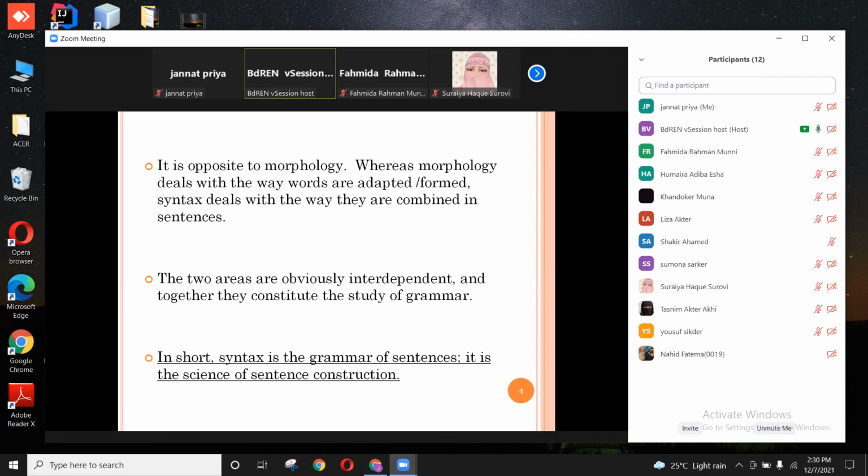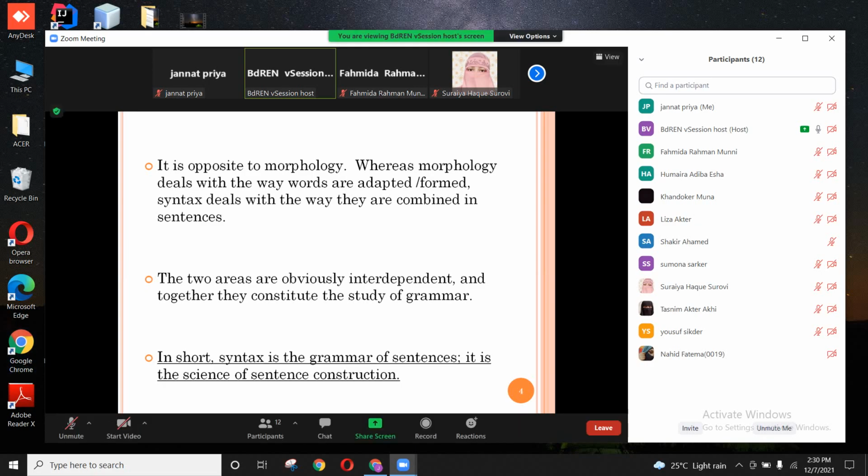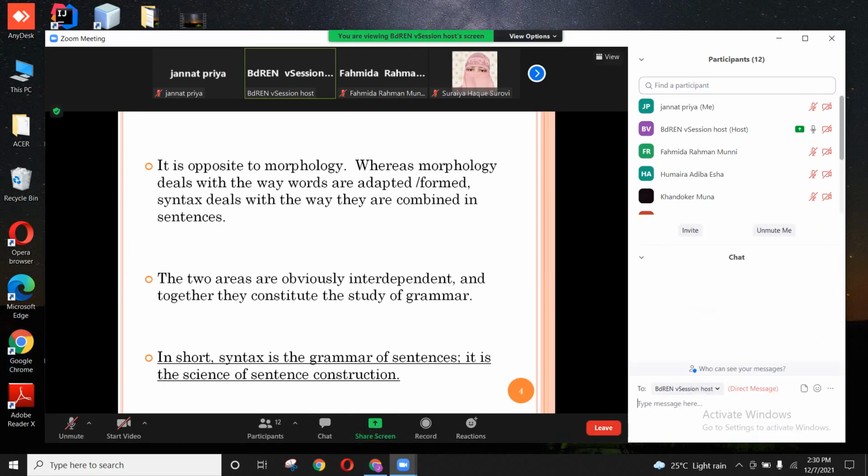So morphology is the study of word formation. Syntax is the study of sentence formation. Semantics is the study of meaning of words, meaning of phrases, clauses, and sentences. So semantics is the study of meaning. And we have already completed the chapter semantics.